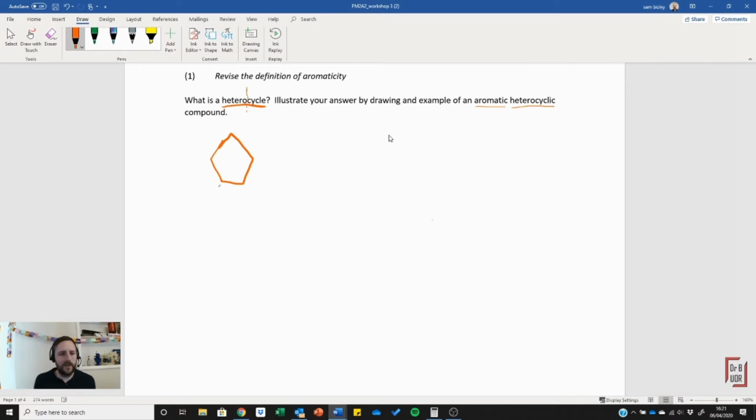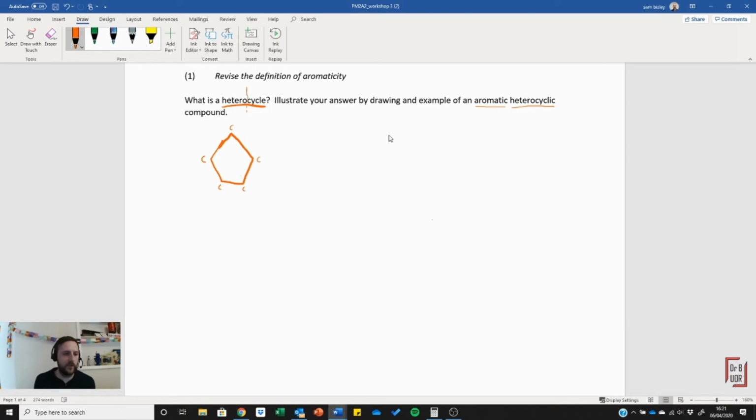Apologies for my slightly terrible drawing of cyclic compounds, it's slightly tricky here, but that would be a cyclic compound. These are all carbons here. It goes round in a cycle to join up again. So this would be cyclopentane there. We've got 5 carbons involved. Now what we're actually looking for is what is a heterocycle. The definition of a heterocycle is a compound that is cyclic, which contains one or more non-carbon atoms.